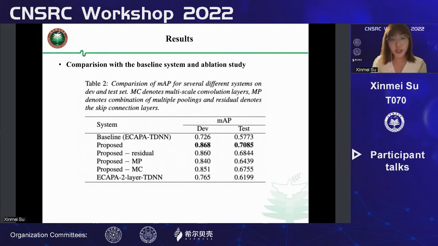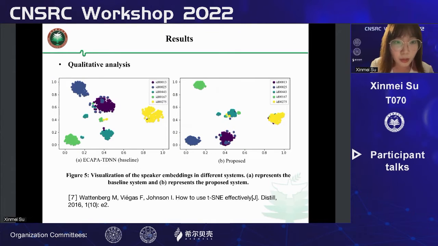One may argue that in the multi-scale convolution layers, we use 2 layers of convolutions. It may be better than the baseline system because the baseline TDNN is just 1 layer. So we also use the ECAPA 2-layer TDNN to conduct an experiment, and you can see that our system can outperform it.